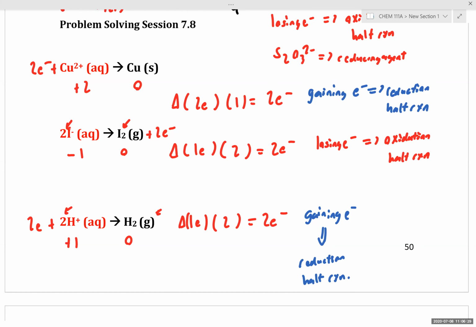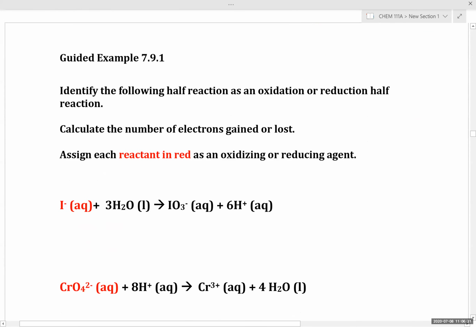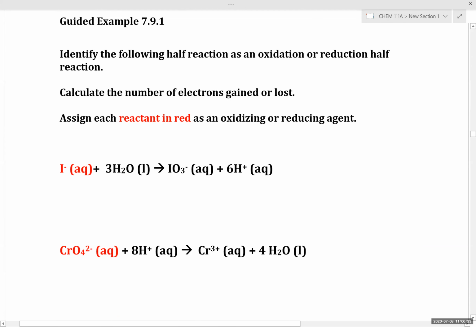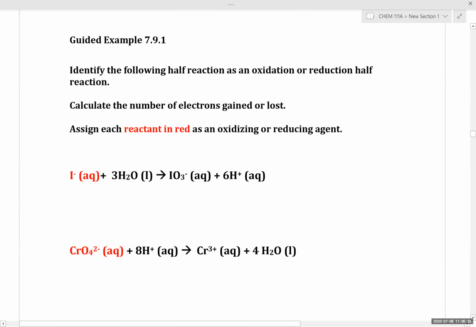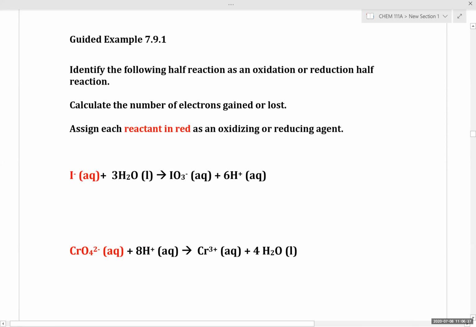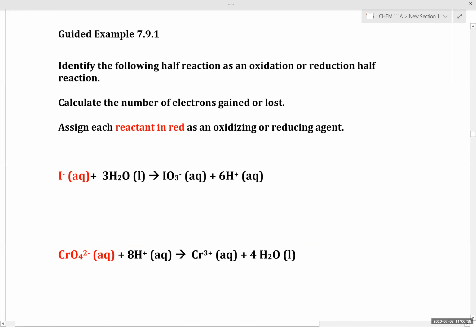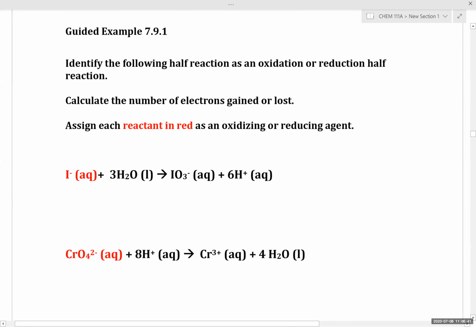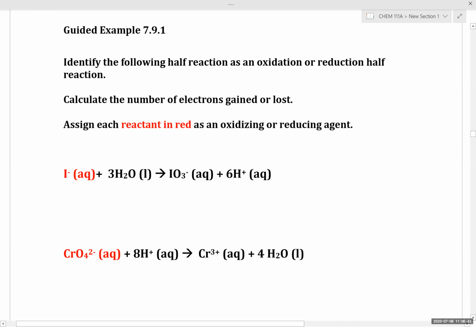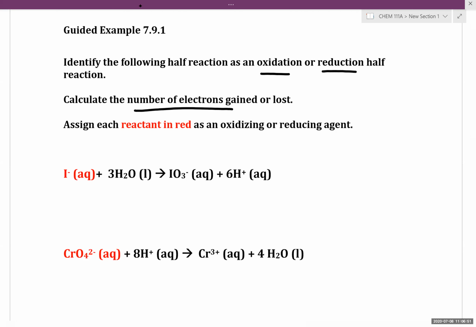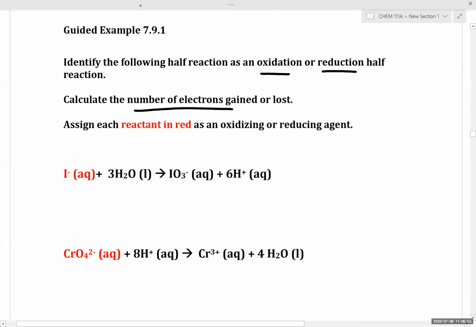Okay, so let's keep going now. And this time we're going to do a little bit more involved examples. These are closer to the types of redox reactions that you typically encounter. So we're asked to assign the half reaction as oxidation or reduction, and then we're going to calculate the electrons gained or lost. Okay, so let's assign oxidation numbers.